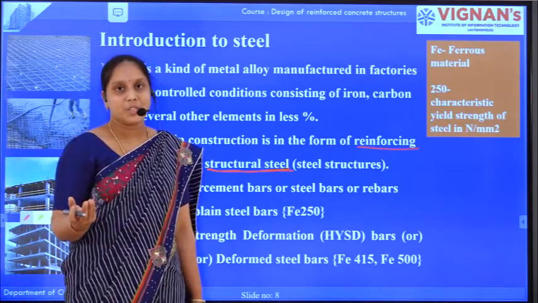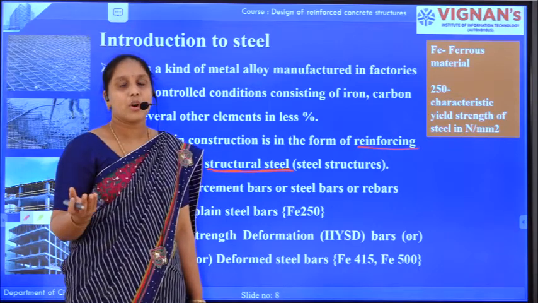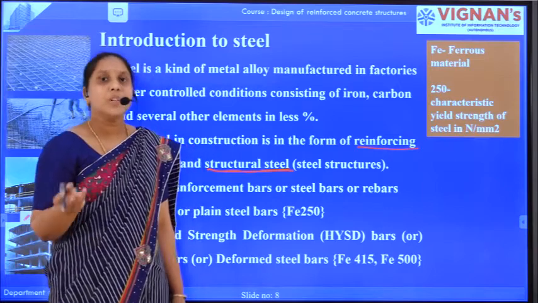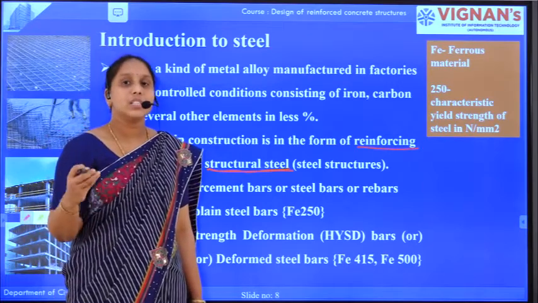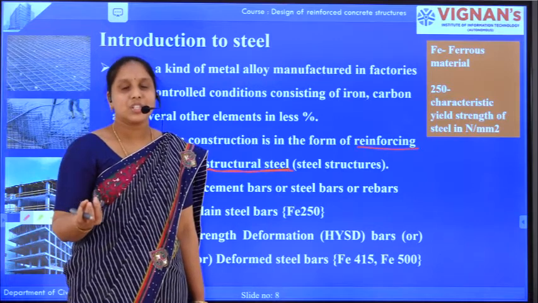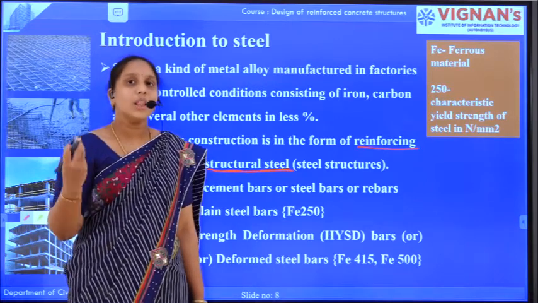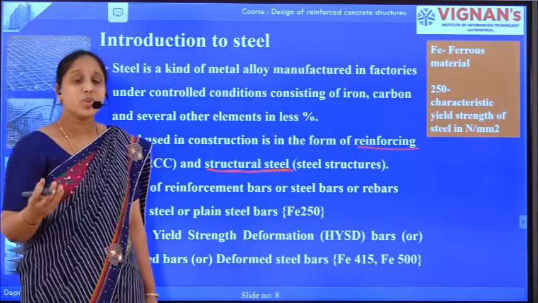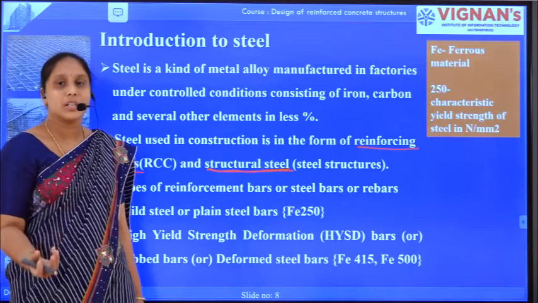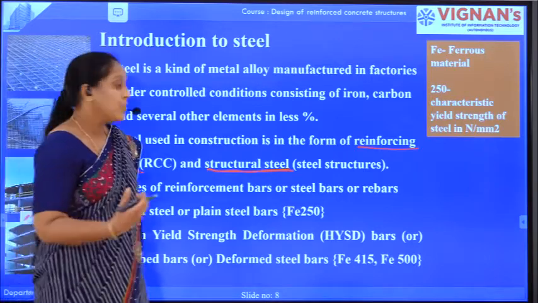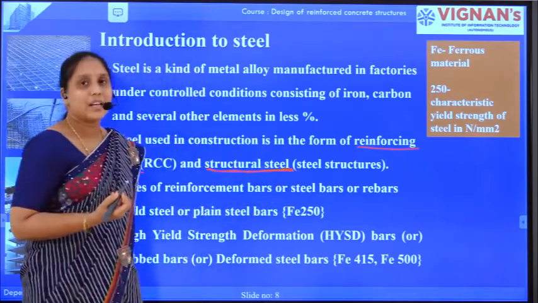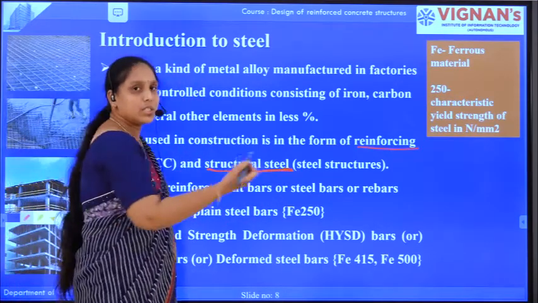You can see the transmission towers, footover bridges and all; in most cases these are steel structures, isn't it? In that, the steel is in the form of structural steel, that is, you have channel sections, angle sections, L sections, and so on. In the industries also you can see airport hangars and all those coming under steel structures. So structural steel is used in the form of angle, L sections and all in the steel structures.